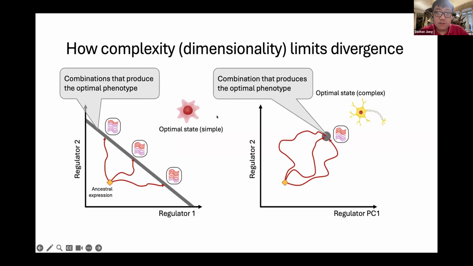Here's a schematic illustration of two alternative scenarios. In the left one, the optimal phenotype can be produced by all the expression combinations along this line. So in principle, different lineages can evolve different expression solutions to produce the same phenotype. But in the right one, the phenotype is two-dimensional and there are only two regulators, so there's a single solution. Selection eventually pushes them all to this point.